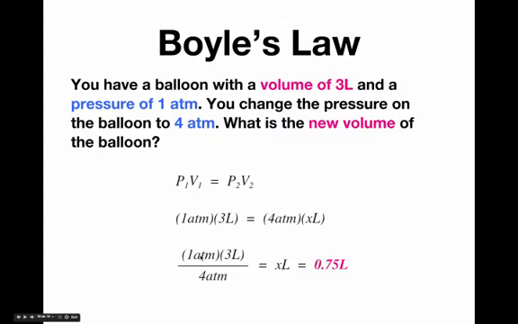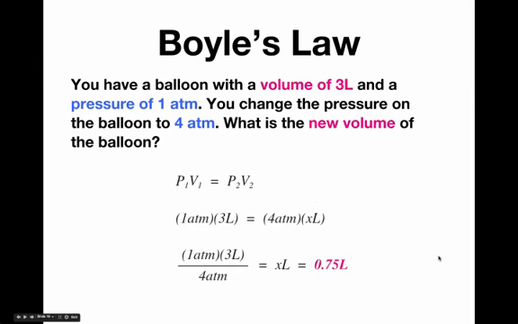So X liters is equal to 1 times 3 divided by 4. 1 times 3 is 3. 3 divided by 4 is 0.75 liters. So if we increase the pressure from 1 atmosphere to 4 atmospheres, our balloon is going to go from being 3 liters in volume to 0.75 liters in volume. And so this is the more mathematical way of figuring out the new volume. But as I mentioned, you could have done this sort of in your head a little bit. We quadrupled the pressure on the balloon, so the volume of the balloon should go down 4 times. And so 3 divided by 4 is 0.75.